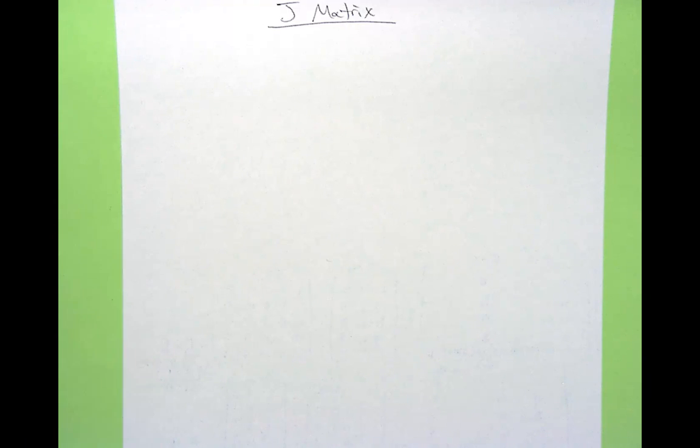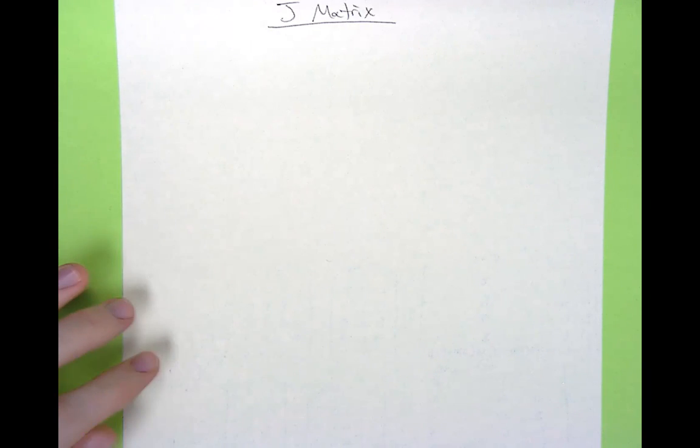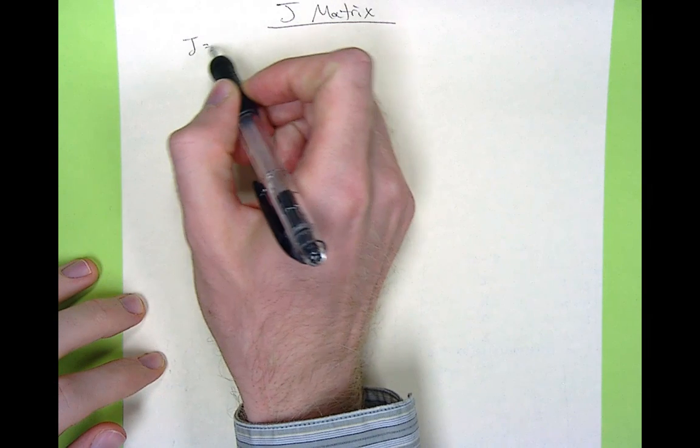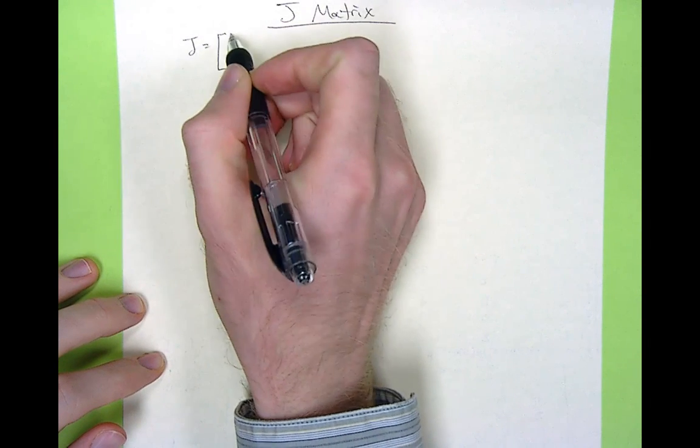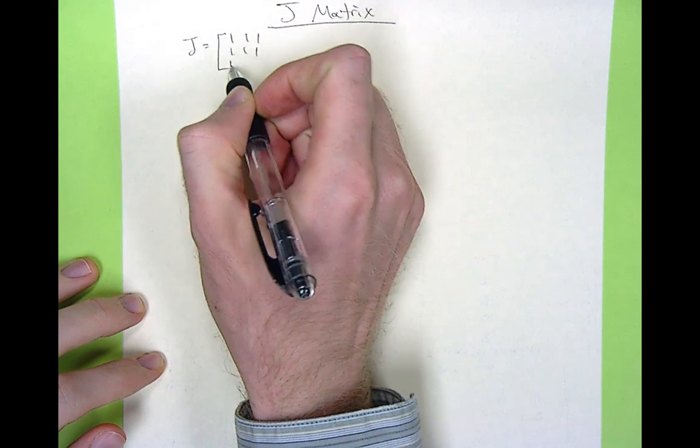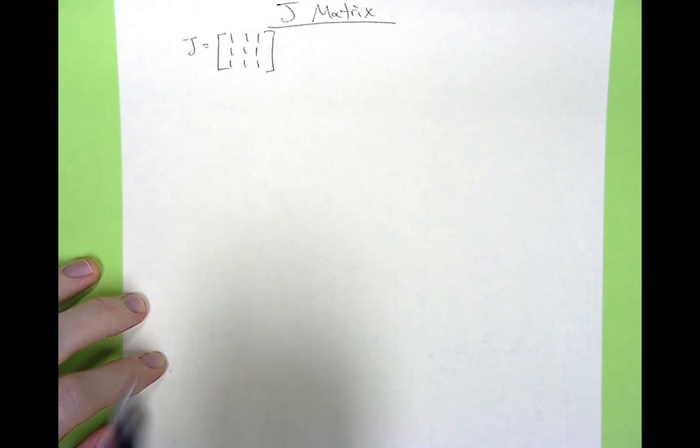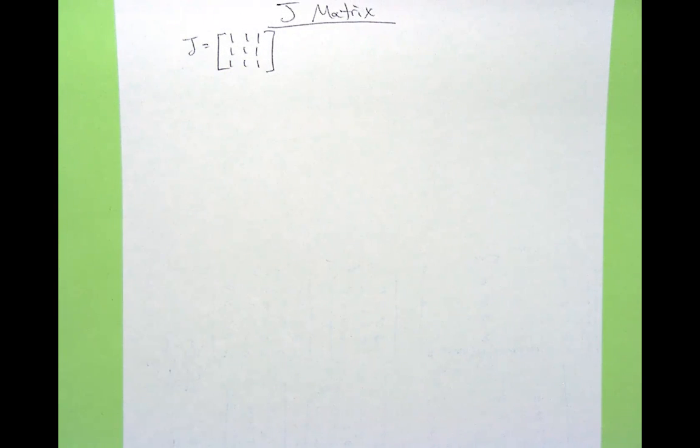Now let's talk about the J matrix. A J matrix is just a matrix of ones. So this 3 by 3 J matrix is a 3 by 3 matrix of just ones. And the reason why they call it a J matrix is because it just has ones. Actually, I don't know if that's true, but it can help you remember.